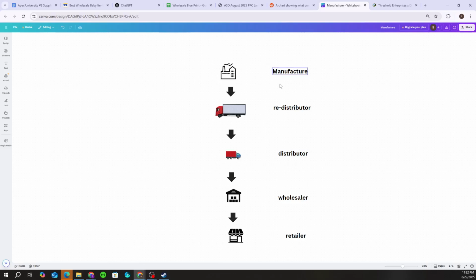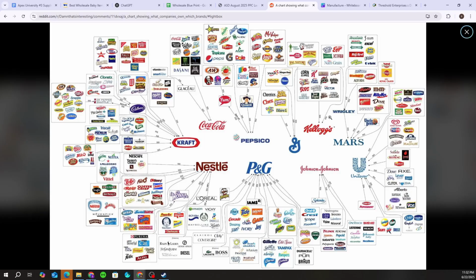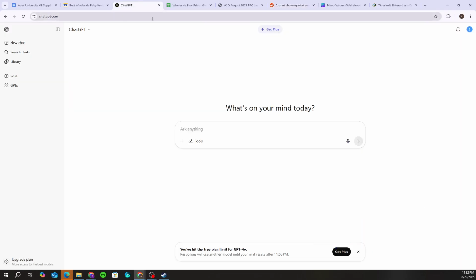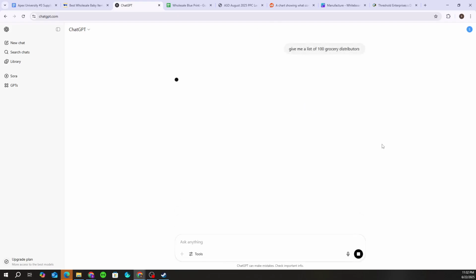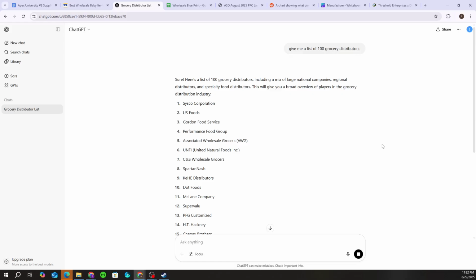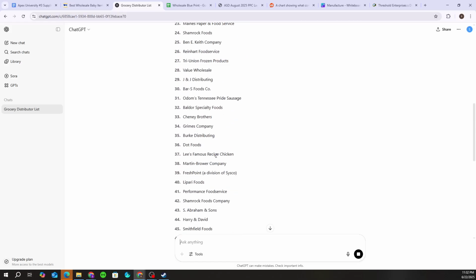Now that you understand a bit more about the framework and some of the logistics behind some of the big name brands that you know and love from Amazon, let's talk about how we're going to find other suppliers. Now, ChatGPT is much more than just a fancy tool for us to write fancy emails. We can actually tell it to give us a list of suppliers. So the first thing I'm going to do is type, give me a list of 100 grocery distributors. Just like this.